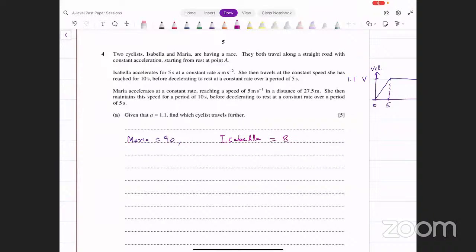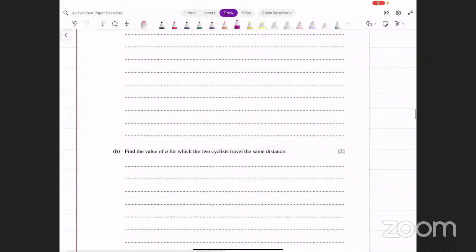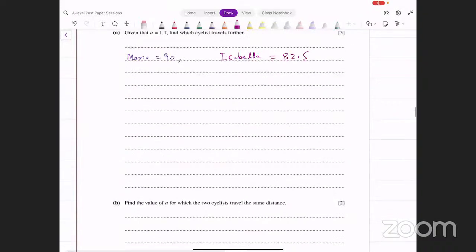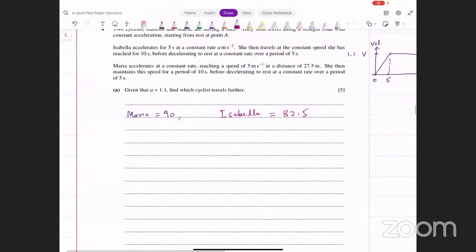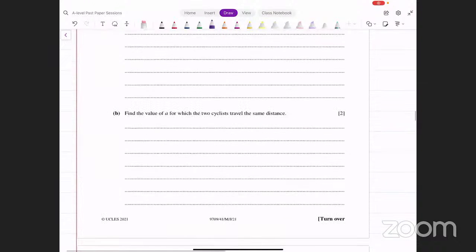Isabella ने कितना ट्रैवल किया? 82.5. ये आपके पास first part के आंसर आ गए. Let's look at part B. Now find the value of A for which the two cyclists travel the same distance. Okay. अब देखिए मारिया की तो उसने सारी वैल्यूज दी हुई हैं यहाँ पे. तो मारिया का डिस्टेंस ट्रैवल तो सेम नहीं होगा, चेंज नहीं होगा. उसके तो एग्जैक्ट वैल्यूज दी हुई हैं सारी. तो मारिया का डिस्टेंस ट्रैवल तो अभी भी 90 है, राइट? वो तो अभी भी 90 है.